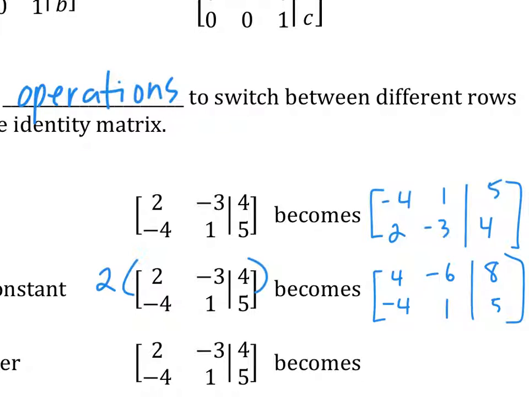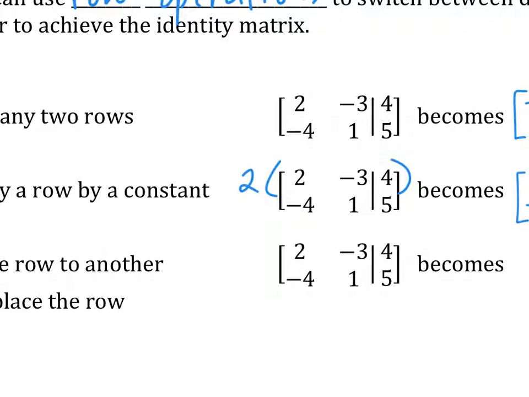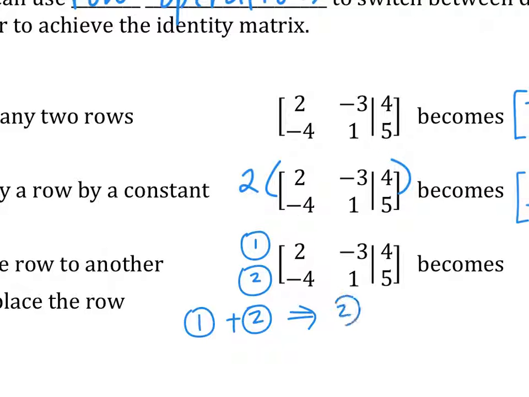All right, and then the last rule is you can add, okay, this one is a little bit tricky. People always get confused. You can add one row to another row and replace that row. Okay, it gets really crazy. So let's call this row 1, let's call this row 2. We can take row 1 plus row 2 and then replace row 2.